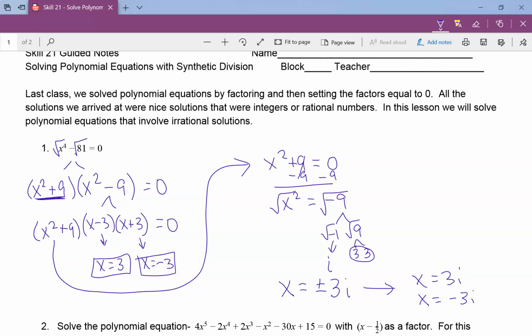So our solutions to this equation are these two that I already came up with, and then these two that we just saw. That's what it means when you could have irrational and or complex solutions. I didn't put complex here, but it could also be complex.